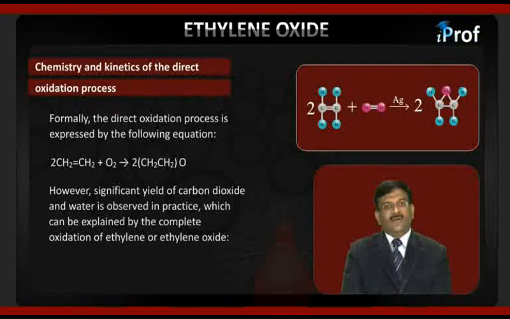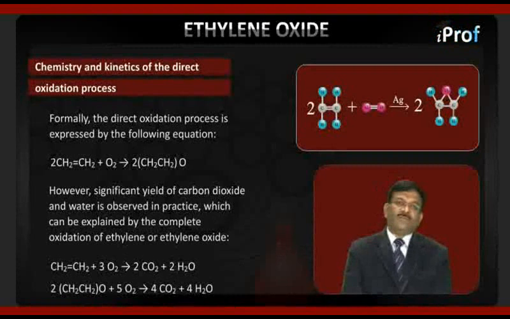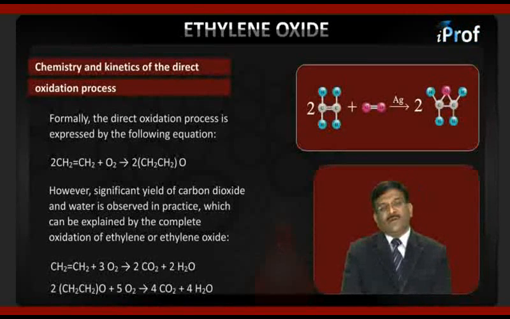of ethylene or ethylene oxide. The reaction is CH2=CH2 + 3O2, it gives 2CO2 + 2H2O. Whereas with ethylene oxide, CH2CH2O + 5O2 gives 4CO2 + 4H2O.